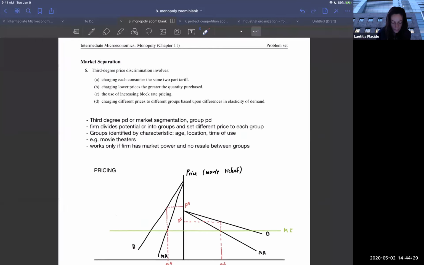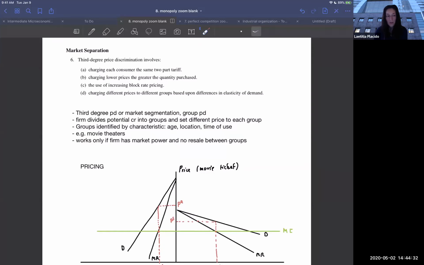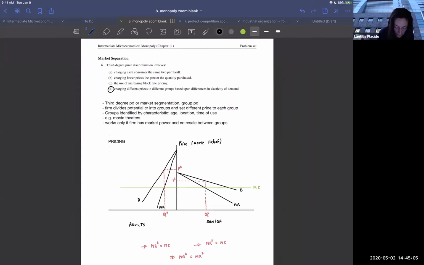So let's answer question 6. That's really a conceptual question. Third-degree price discrimination involves charging each consumer the same two-part tariff? No. Charging a lower price the greater the quantity purchased? No, that's a quantity discount. Use of increasing block rate pricing? No. Charging different prices to different groups based upon differences in elasticity of demand. Okay, so that's our answer. That's just what I've explained.